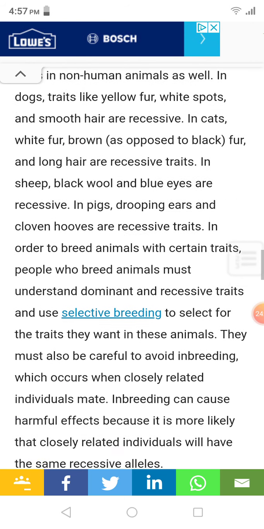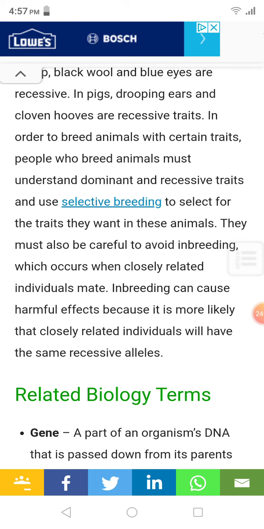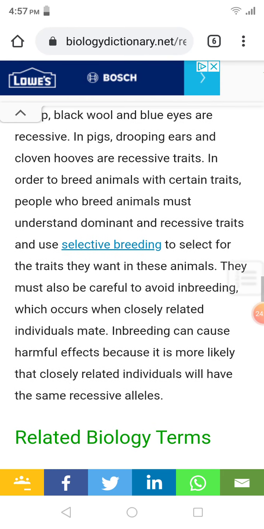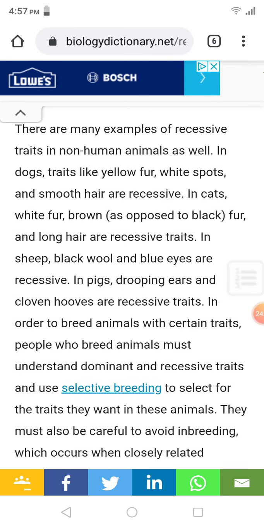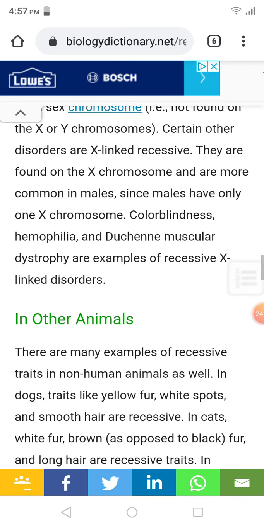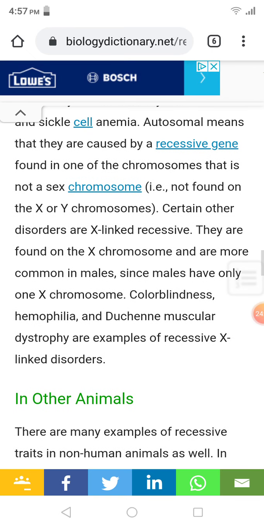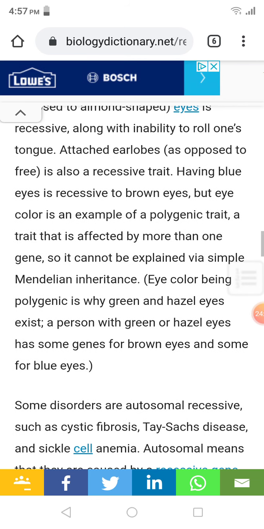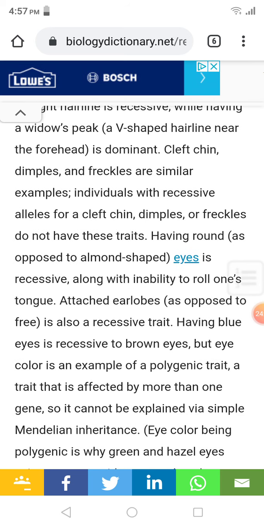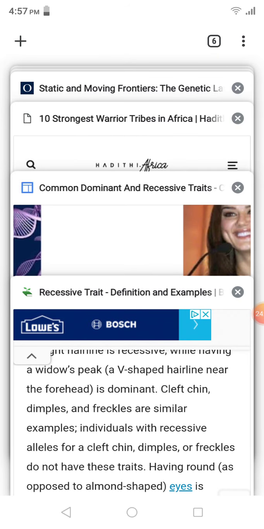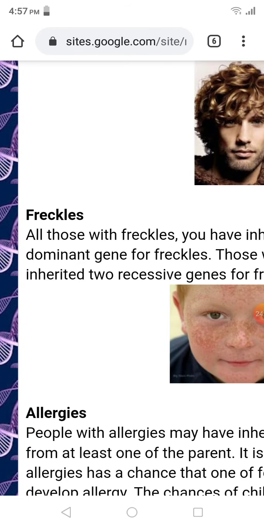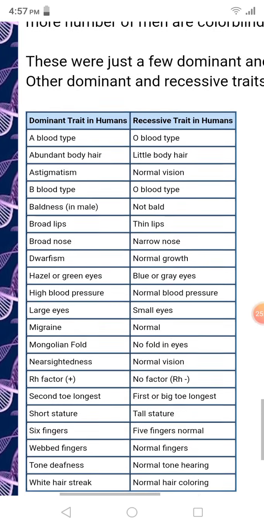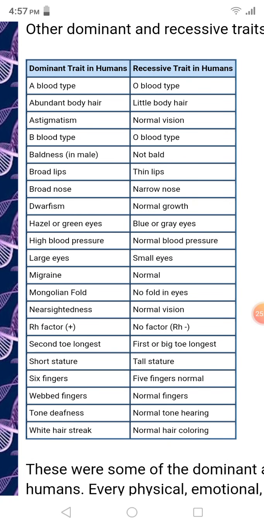So this was the information that I wanted to share with everybody dealing with genes. You know, so we're gonna go back to the previous page and look at the charts again.